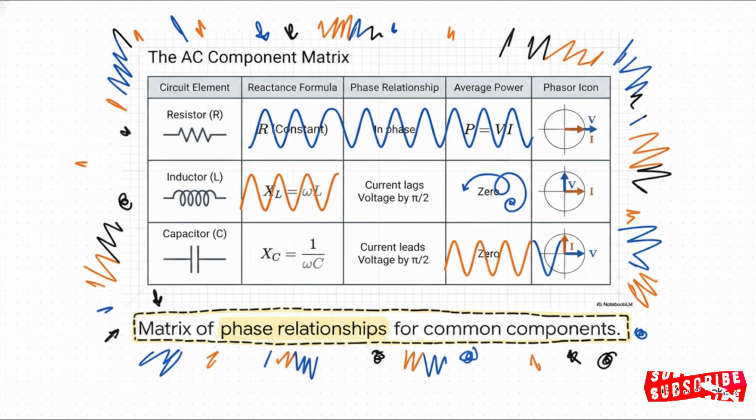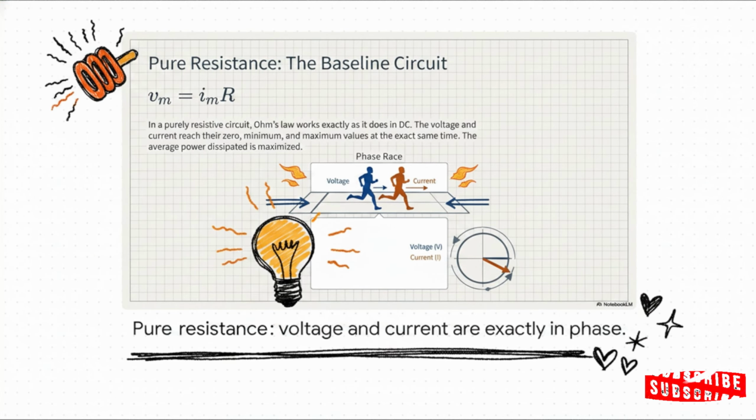First up, think of a pure resistor, like the glowing heating element in your home space heater. This is our baseline circuit. Here, Ohm's law works exactly like it does in a basic DC circuit. Voltage and current are perfectly tied together in this phase race. They hit their zero, their minimum, and their maximum values at the exact same time. And because they cross the finish line together, they completely maximize the average power dissipated as actual, usable heat.